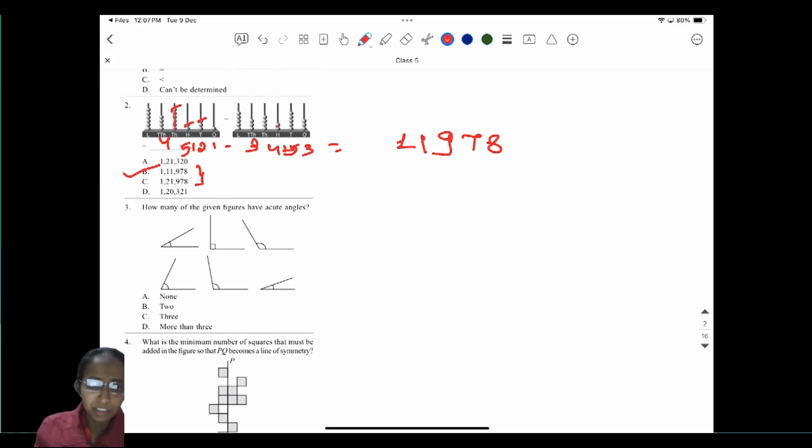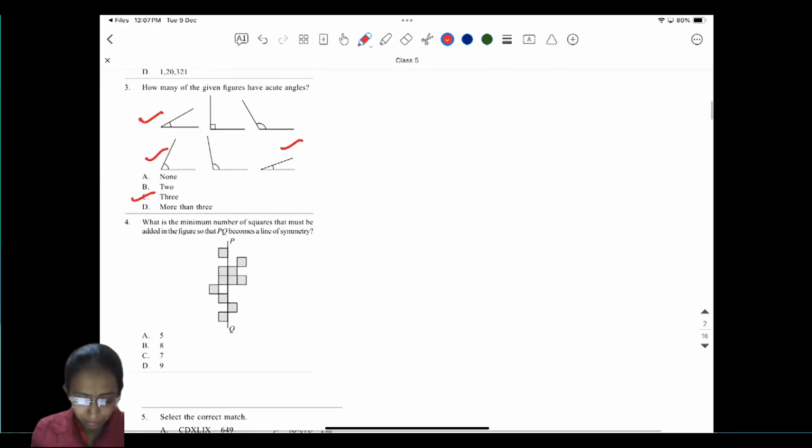Now, third one, how many of the given figures have acute angles? So we see that 1, 2, and 3 are acute. So C is the correct answer.